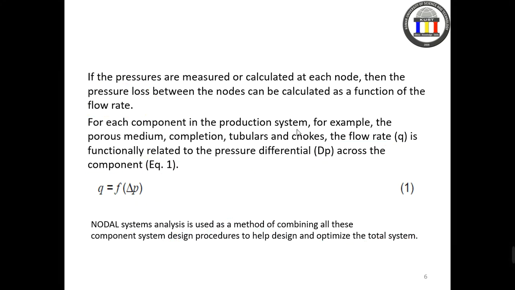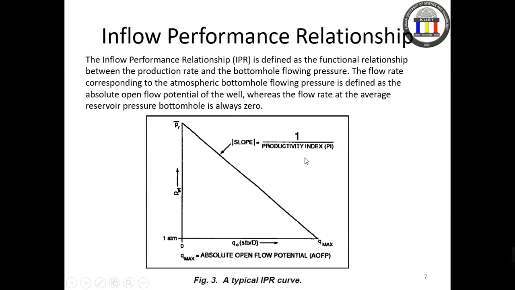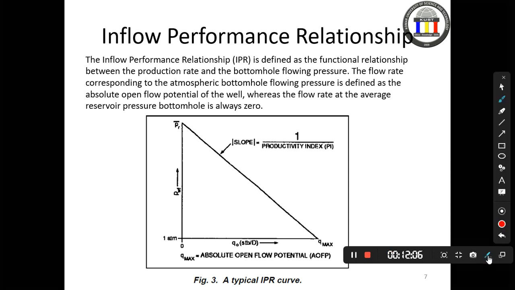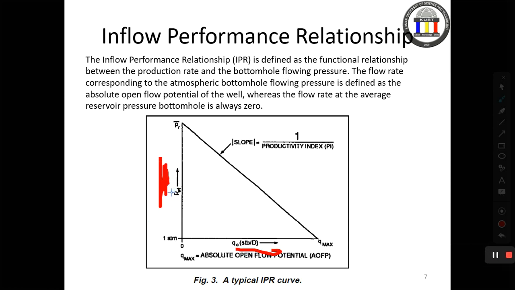That's our main job. So, what is the idea behind it? We connect the flow rate with the pressure drop, the functional pressure drop. That's what we do. And how do we connect them? We have an equation. We have a relationship. We call it the inflow performance relationship. So it's a functional relationship between the production rate and bottom hole flowing pressure. So you can see that it's a relationship between the flow rate here and the bottom hole flowing pressure.